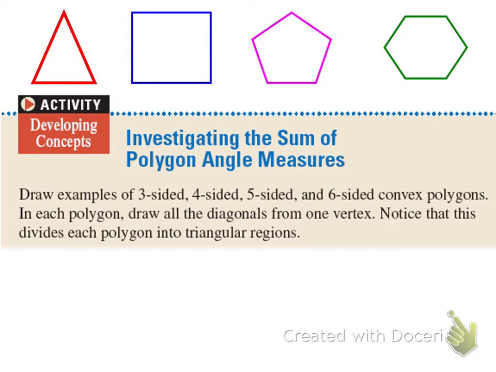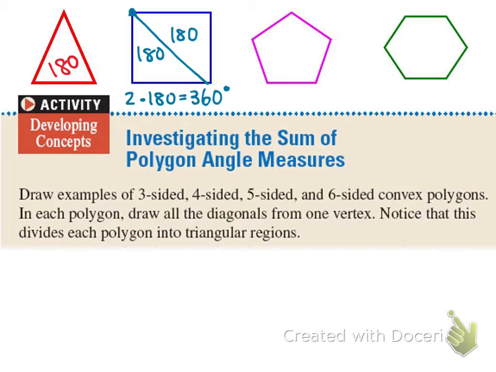So we got a triangle. How many triangles are in one triangle? Just the one, and it's 180 degrees. All right? In a quadrilateral, how many triangles are there going to be? There's going to be 2. So how many degrees are in a quadrilateral? 360 degrees.